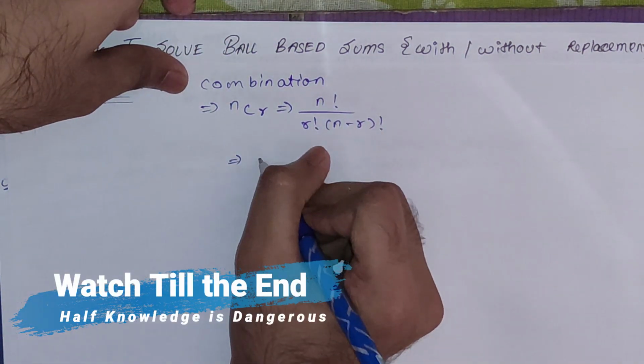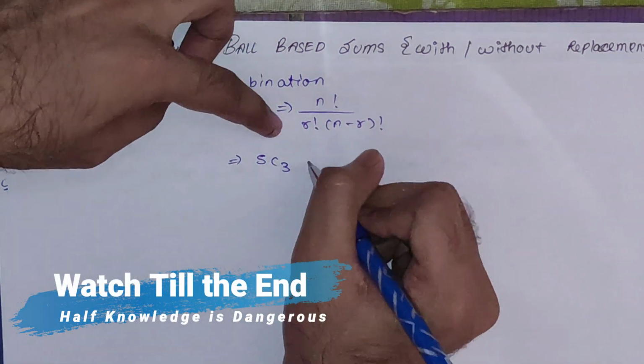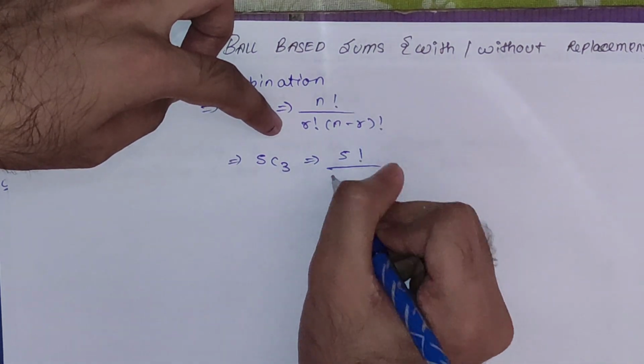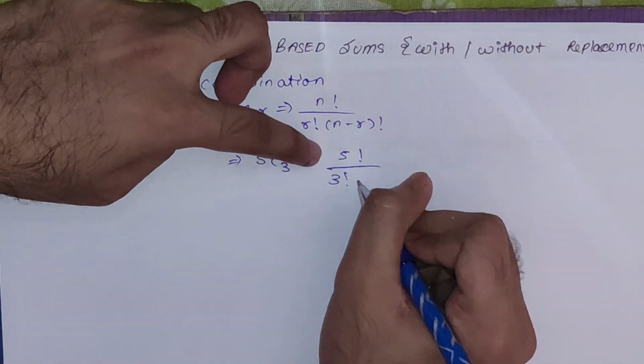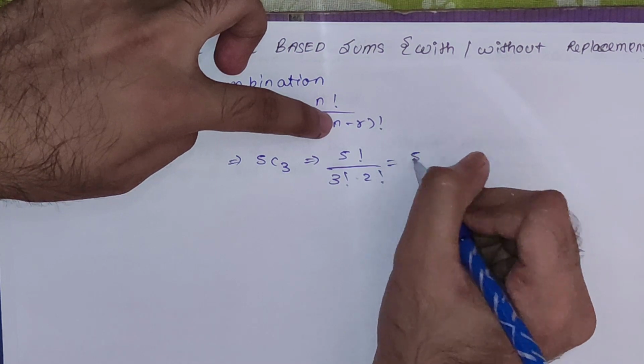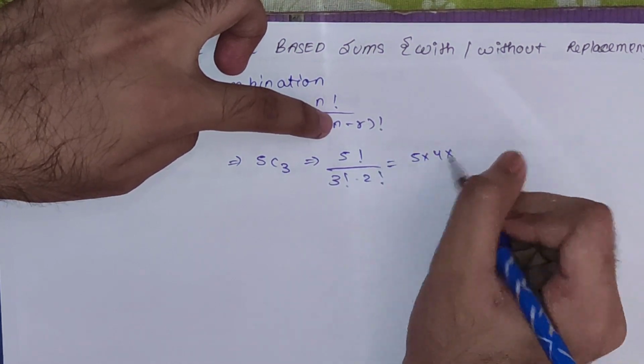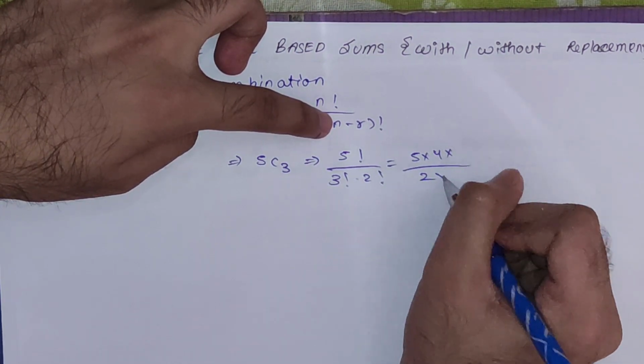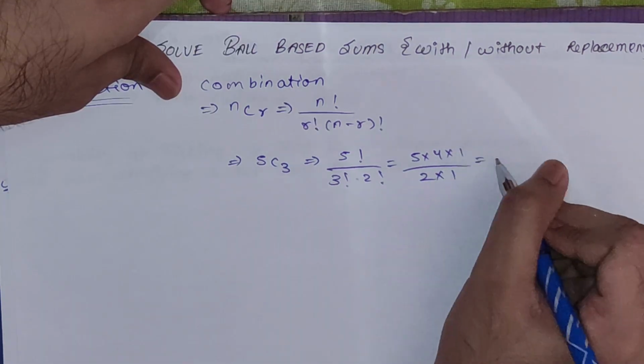Okay, let's say you have to get 5C3. So instead of writing it as 5 factorial upon 3 factorial into 5 minus 3, which is 2 factorial, then simplifying it like 5 into 4 into 3 factorial, then cancelled, and then upon 2 into 1, you will get the answer as 10.